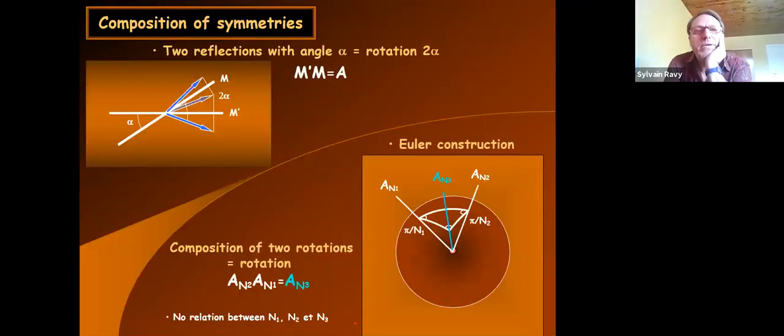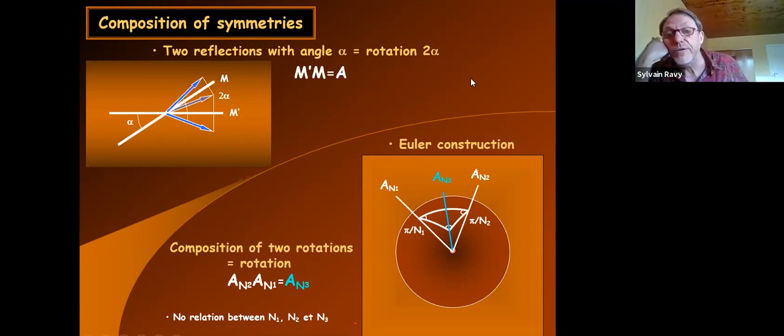Maybe an important thing to consider is the combination of symmetries. There are 2 simple rules you can remember. The first one is the combination of 2 mirror symmetries, 2 reflections, which have an angle alpha. If you do this combination, it is equivalent to a rotation by an angle 2 alpha. So the combination of 2 indirect symmetries gives you a direct symmetry, the rotation.